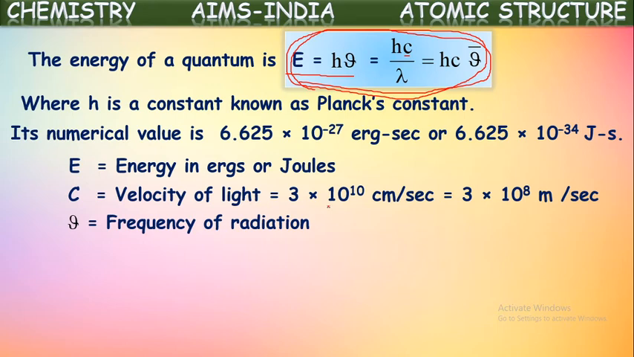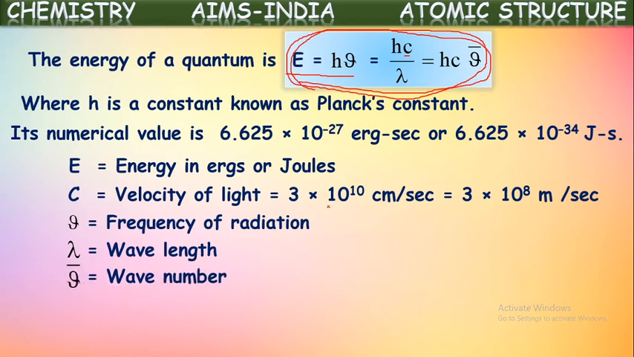And nu represents the frequency of radiation. Frequency, as we know, is the number of waves per second. And lambda is the wavelength. What does wavelength mean? The distance between the adjacent troughs or crests of a wave. And nu bar represents the wave number. Wave number is the reciprocal of wavelength.